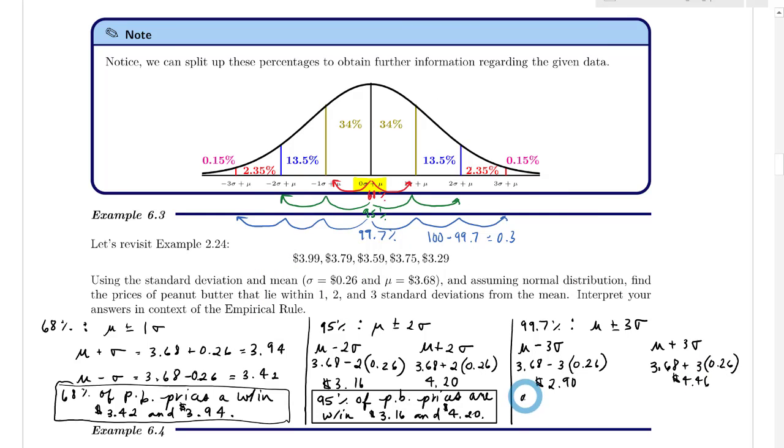And then you would just say 99.7% of peanut butter prices are within $2.90 and $4.46.